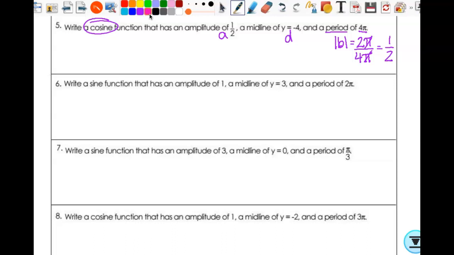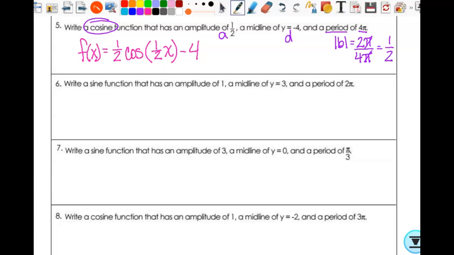Once I have all that, I just put the pieces together like I did, so f of x is equal to a, which is 1/2, times the cosine of b, which is 1/2, times x, minus 4. We good?